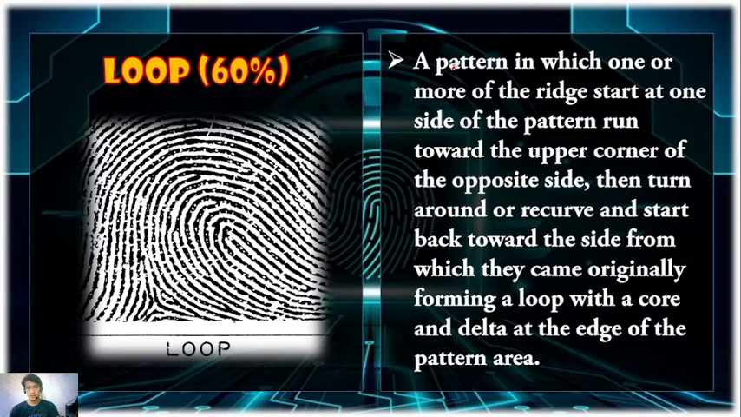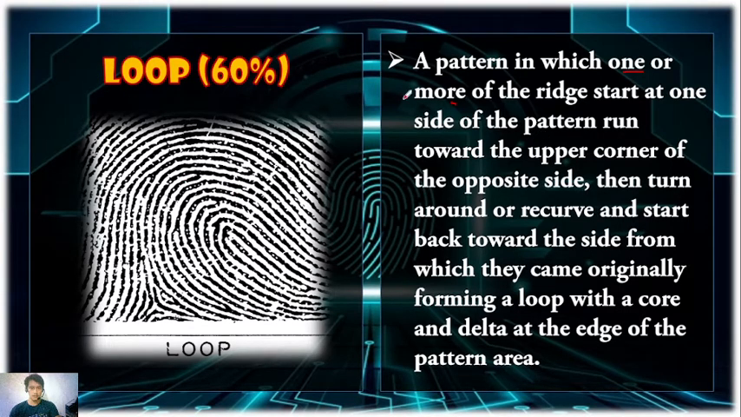It says here that a pattern in which one or more ridges, take note of that, start at one side of the pattern, run towards the upper corner of the opposite side, then turn around or recurve and start back toward the side from which they came originally, forming a loop with a core and delta at the edge of the pattern area. So let's use this illustration to show what a loop is, or what the elements of a loop are.